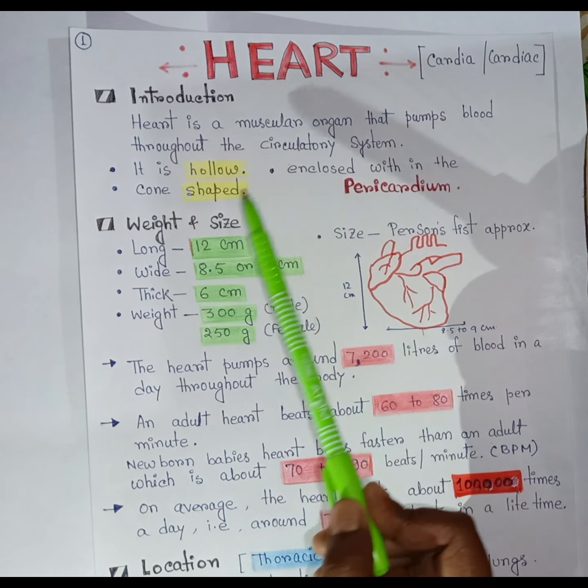Relations. Anteriorly, the body of sternum adjoining costal cartilage, left lung and pleura, apex. Posteriorly, esophagus, descending thoracic aorta, azygous and hemiazygous vein and thoracic duct. Superficially, bifurcation of main pulmonary trunk. This is main pulmonary trunk. Inferiorly, diaphragm and laterally lungs and pleura.